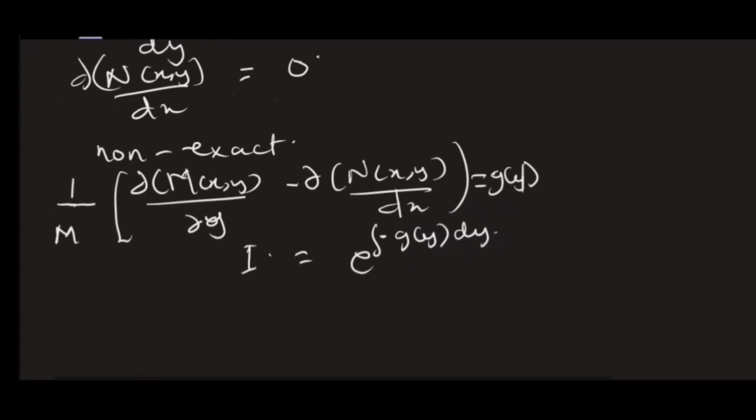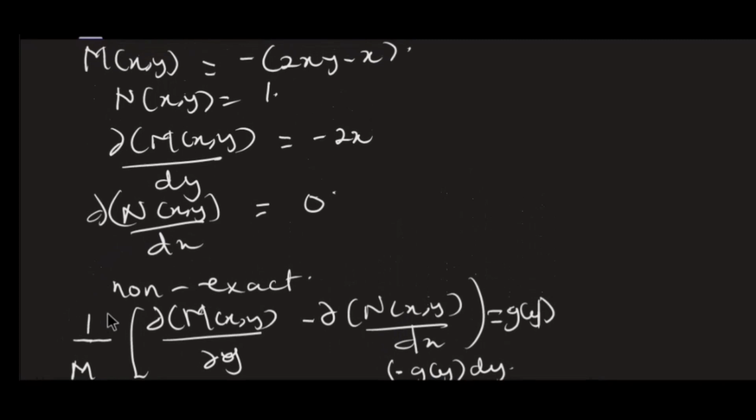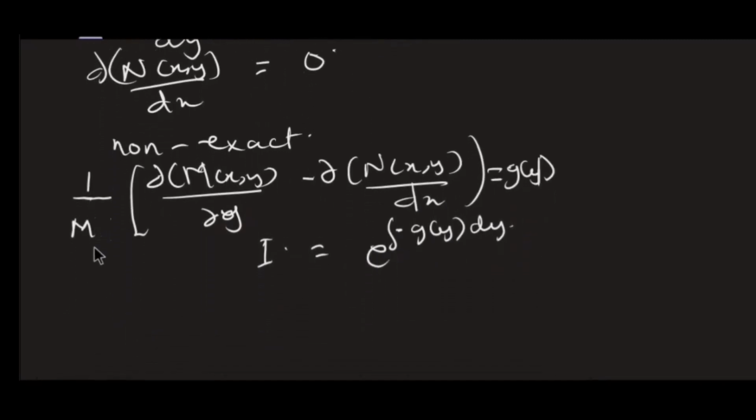So at this point, let's move straight. So we have this to be negative 2x, this to be 0. And what is 1 over M? So in this case, let's consider the second part. The second part is saying if this one was to be 1 over N, then we should expect a function in terms of x only. And our integrating factor in that scenario is going to be e to the power integral of g of x dx.